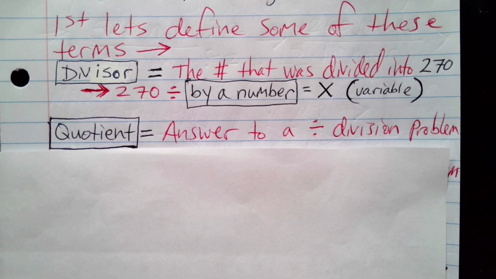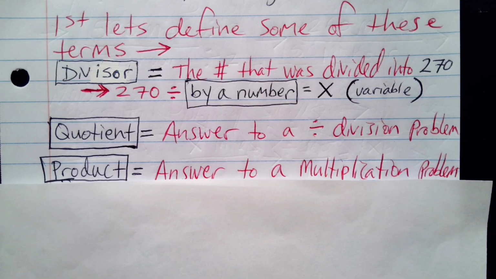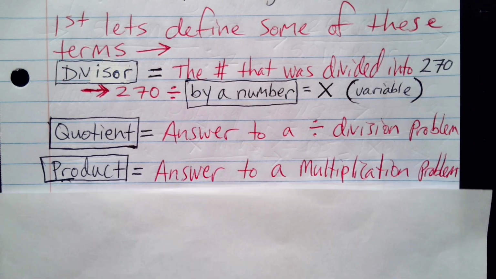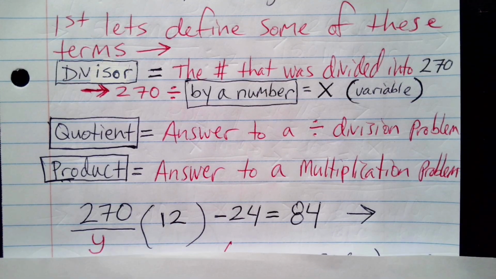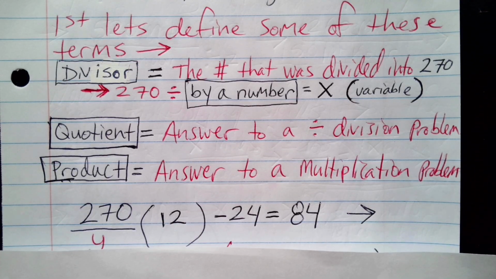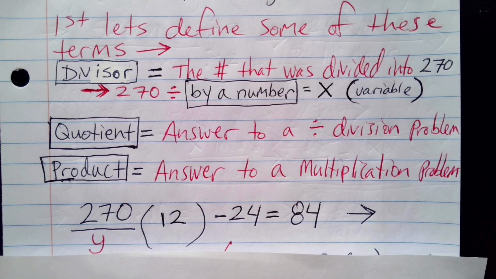A quotient is the answer to a division problem. A product is the answer to a multiplication problem. And so 270 divided by y, that's the variable, that's the number we don't know, that's what we're trying to figure out, times 12 minus 24 equals 84. So this was the actual problem that, if you were reading the word problem, you should have set up. Now, follow the order of operations, solve for y.